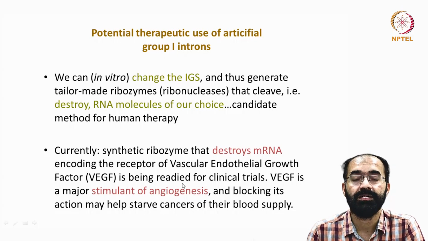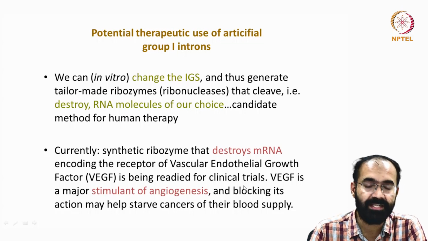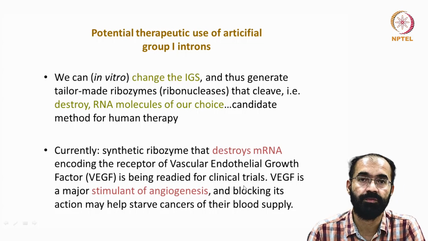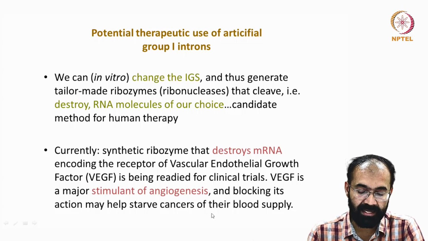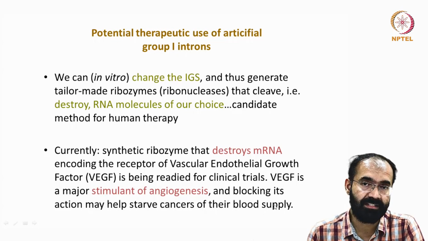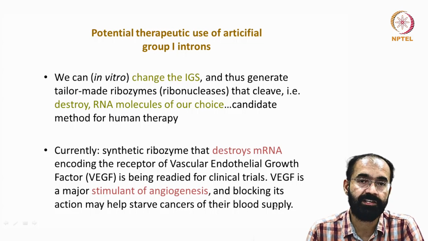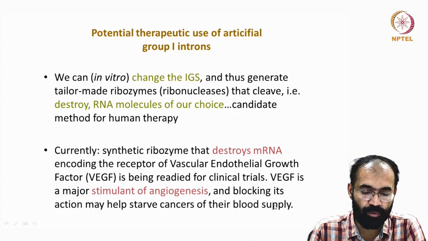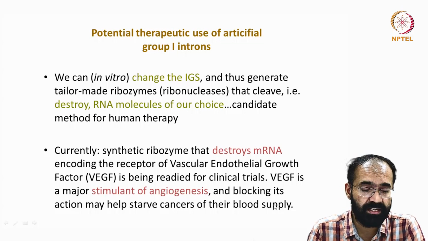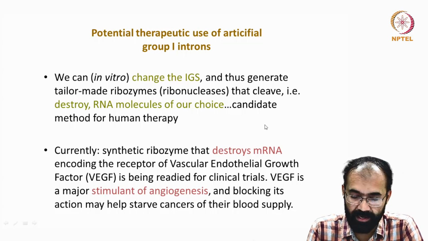So you don't want such damage happening, and if you block the action of the VEGF receptor by degrading its RNA, it can starve the cancer cells of their blood supply and can cause the retardation or the degradation of the tumor bulk or tumor size. So these are some of the clinical approaches that are done using artificially created IGS sequences onto the ribozyme.